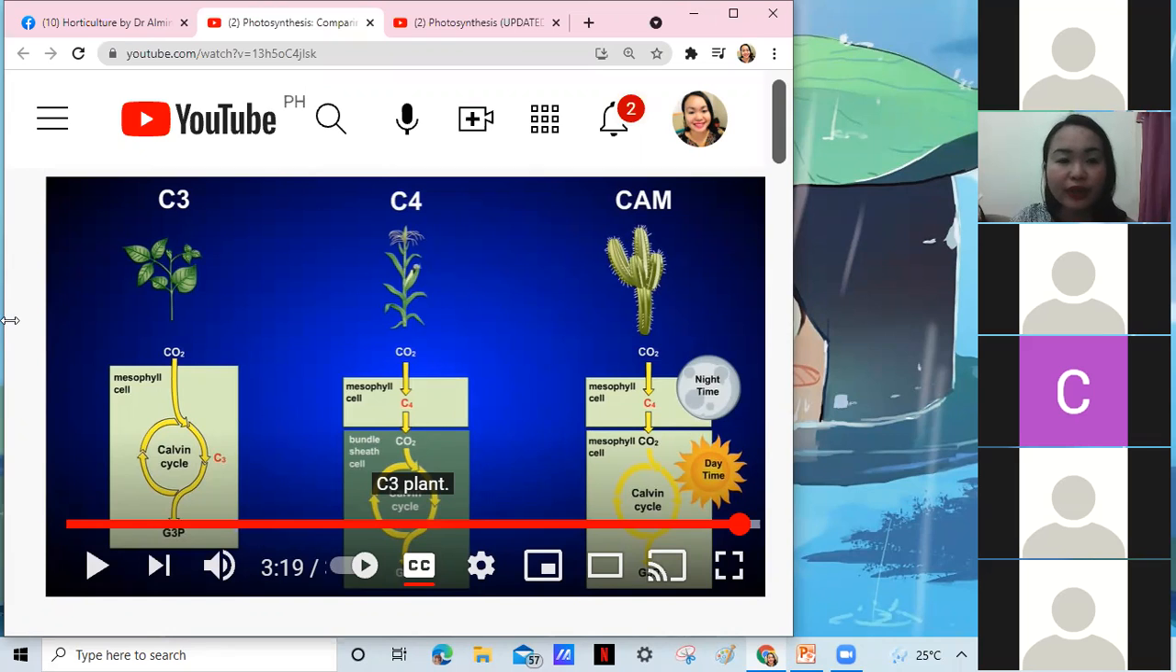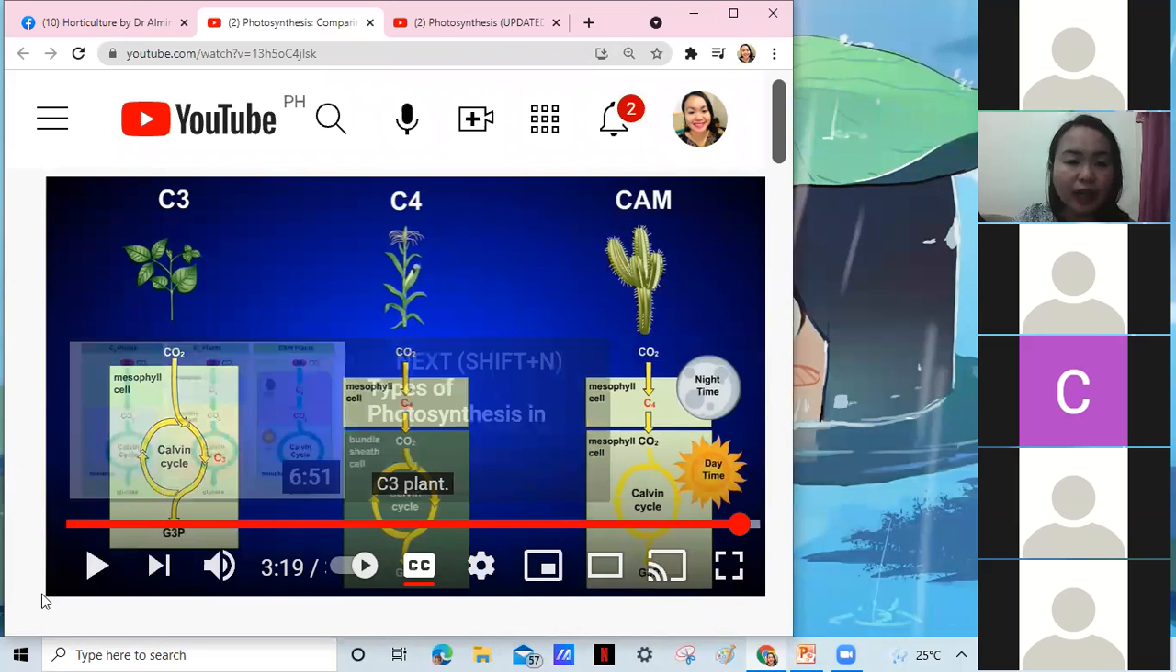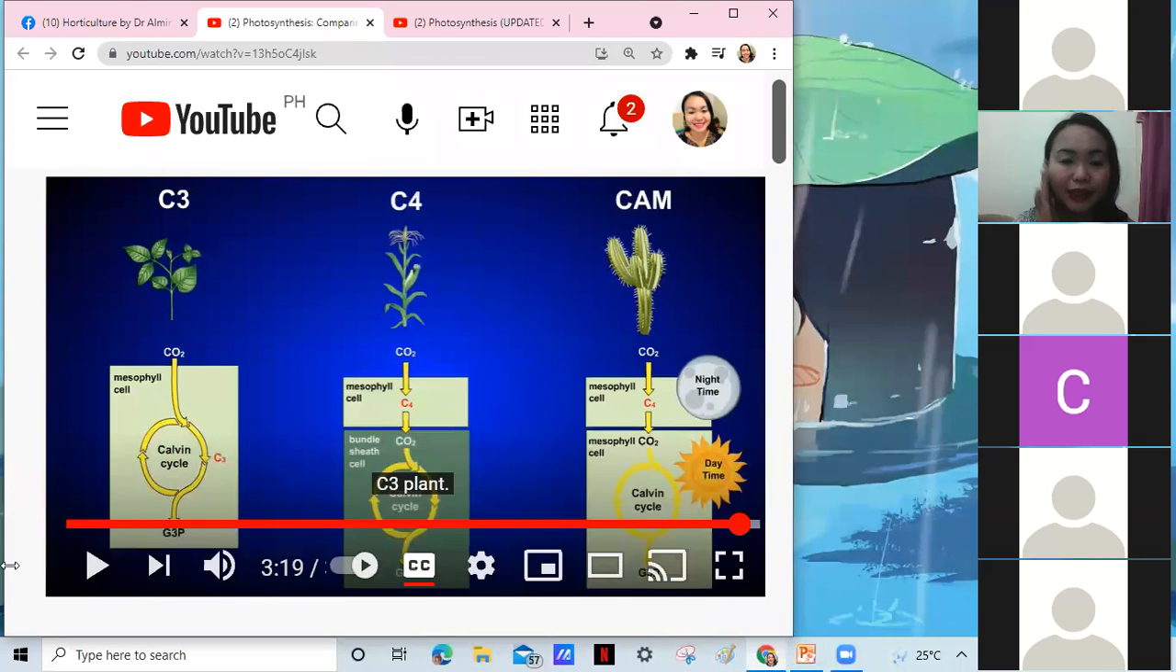So, have you heard the C3, C4, and CAM plants before? Nakadungog na mo, ane? Yes, Crop Science man. Yes, very good sa inyuhang Crop Science. Yeah, because this is just a review anyway.